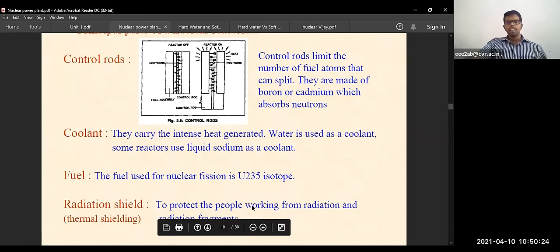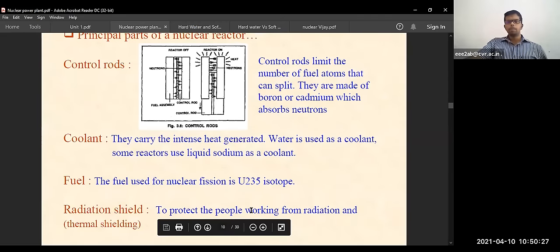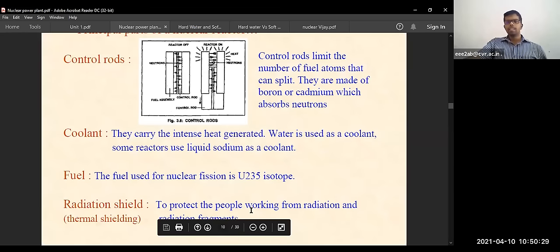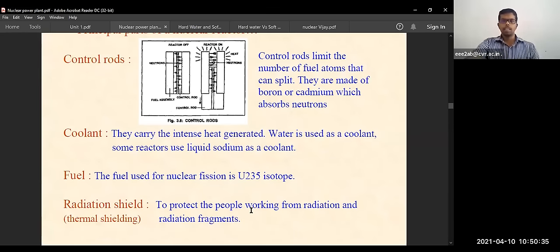Next, radiation shield, to protect the people working from the radiation and radiation fragments. Generally, those who work in a nuclear power station wear thermal shielding coats, radiation shield coats. If radiation comes out from a particular part, the shield will easily resist it. They will cover everything, even the face, and wear glasses to protect their eyes. So everything will be covered.